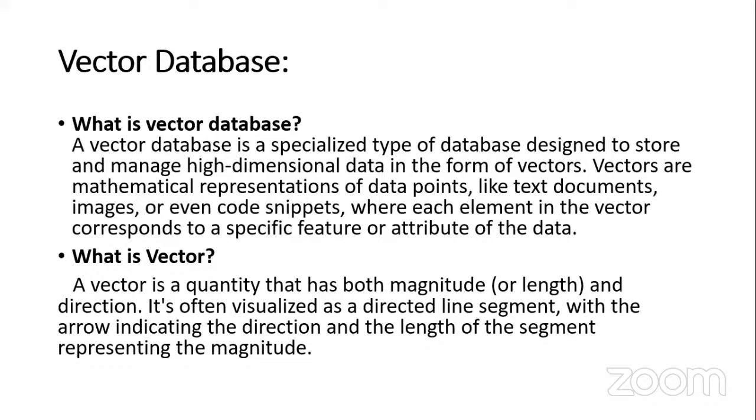What exactly is a vector? A vector is a mathematical quantity that has both magnitude and direction. Often you visualize it as a directed line segment, with an arrow indicating the direction and the length of the segment representing the magnitude. As we have all studied in mathematics, there are scalar quantities as well as vector quantities. Speed is a scalar quantity, whereas velocity, which also comes with direction, becomes a vector quantity. Similarly, distance is a scalar quantity, whereas displacement, which also talks about direction, becomes a vector quantity. So these are what vectors are basically.